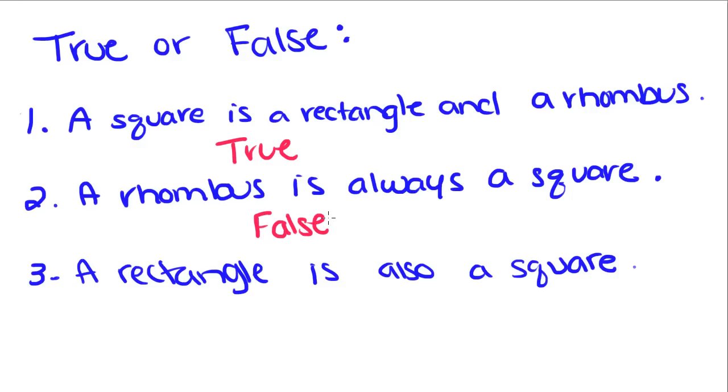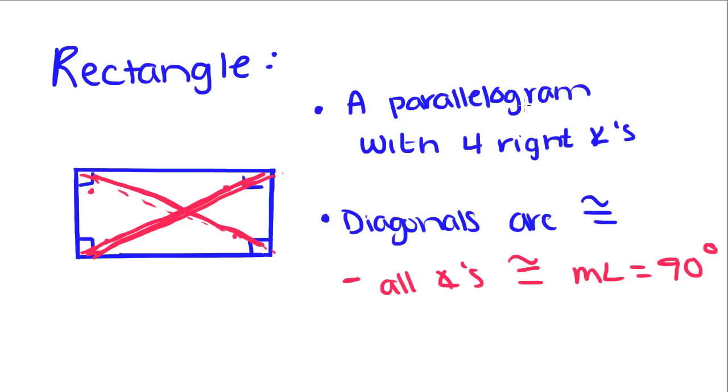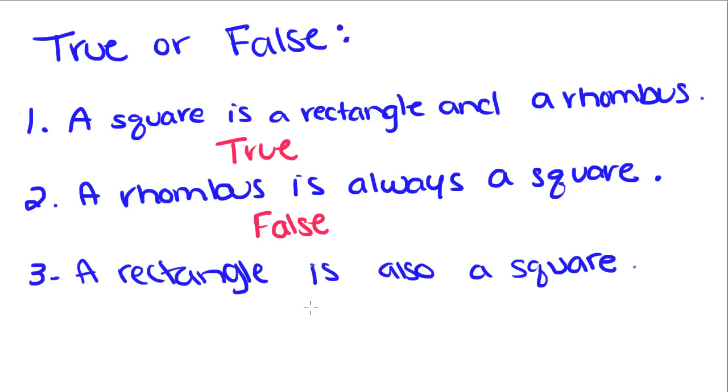A rectangle is also a square. If we go back and look at what a rectangle is, it's a parallelogram with 4 right angles. But a square also has to have 4 congruent sides. So a rectangle is not also a square.